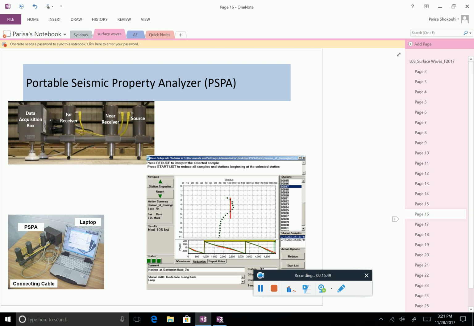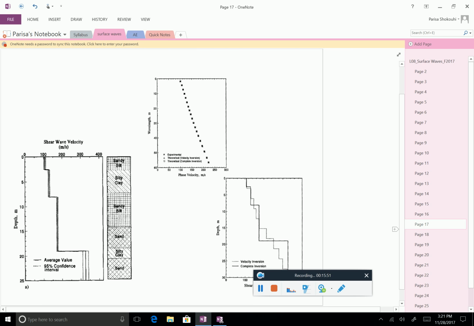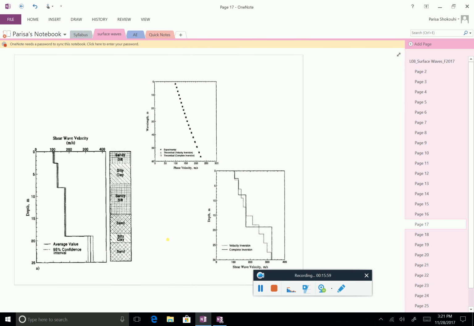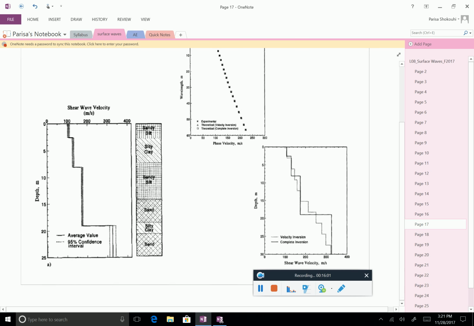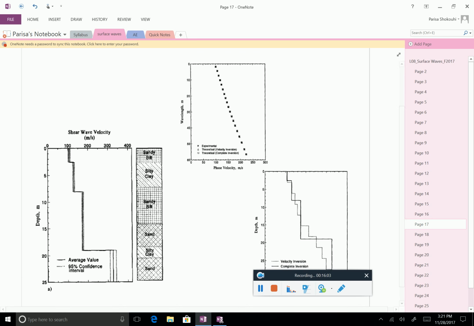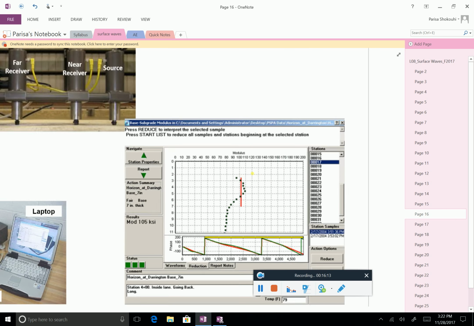But in geophysics, most of the time, things are not as simple. So this is now geophysical data. So let's go back. Let me show you the other one.